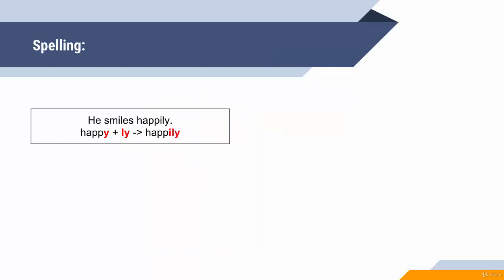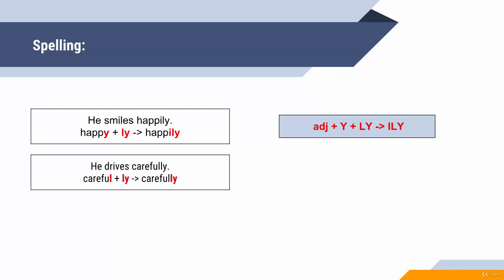Some spelling rules. He smiles happily. Happy, happily. Y goes into I. Look at this. The adjective finishes in Y. Remember it this way. When the adjective finishes in Y and you add ly, the change is I-L-Y. Another rule. When the adjective finishes in L and you add ly, then what you need to put in the adverb is double L. Careful, carefully.